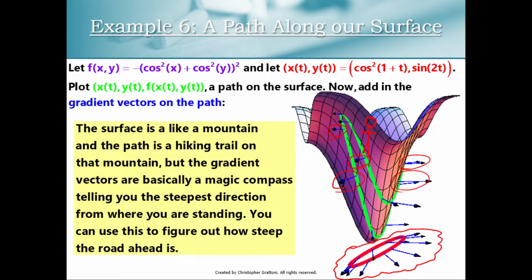So again, you really want to think of your surface like a mountain. And you want to think of your parametric path as a hiking trail on that mountain. And then you want to think of your gradient vectors as basically readings from a magical compass that tell you where to go if you want to walk in the direction of greatest initial increase on your surface or on your mountain. And now that we have this picture, it's getting a little complicated, but now that we have this picture, we could try to figure out how steep the road ahead is based on our compass readings.